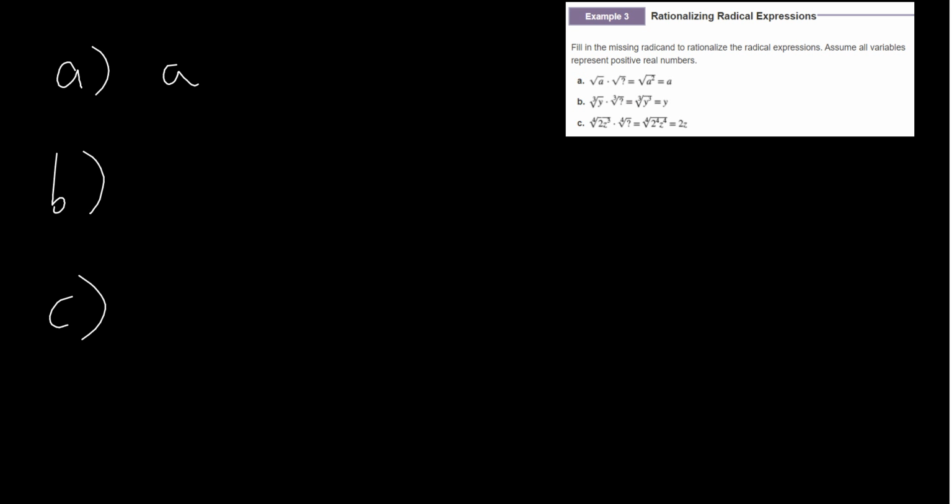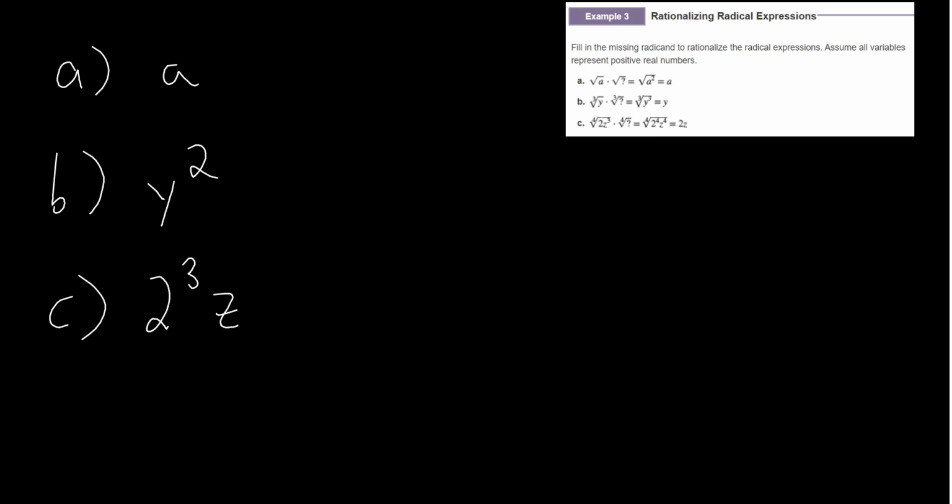The cube root of y times the cube root of something is equal to the cube root of y cubed. Well, y times y squared will give me a y cubed. Lastly, we have the fourth root of 2z cubed times the fourth root of something is equal to the fourth root of 2 to the fourth and z to the fourth. I need to have 2 cubed in there as well as a z, and that would give me the fourth of everything. 2 times 2 cubed is 2 to the fourth. Z cubed times z is z to the fourth.